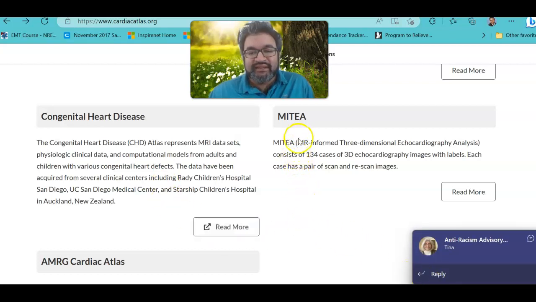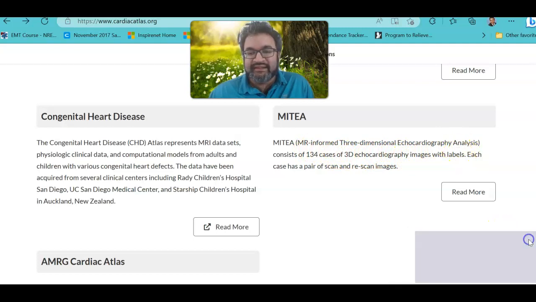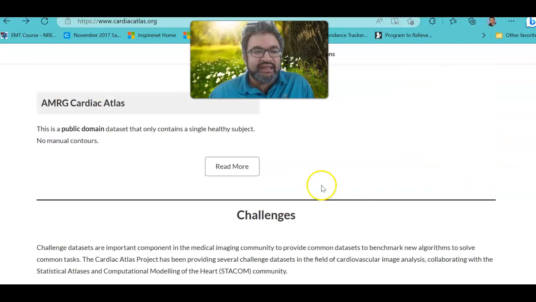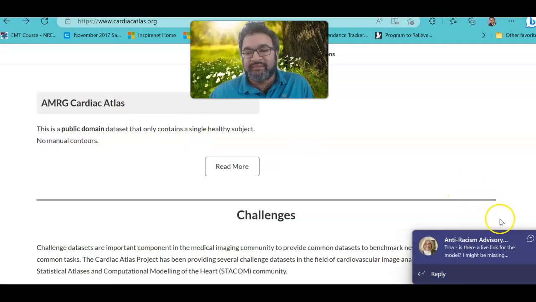So MITIA is MR-informed 3-dimensional echocardiography analysis, and that consists of 134 cases of 3D echocardiography images with labels. So this is 3D echo. And then the AMRG Cardiac Atlas is a public domain dataset that only contains a single healthy subject.